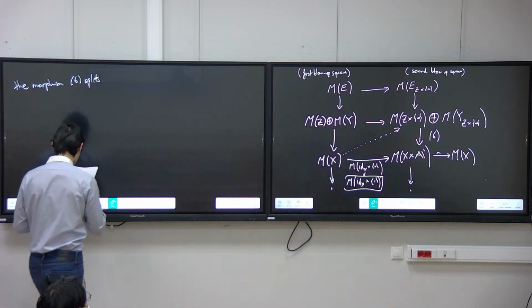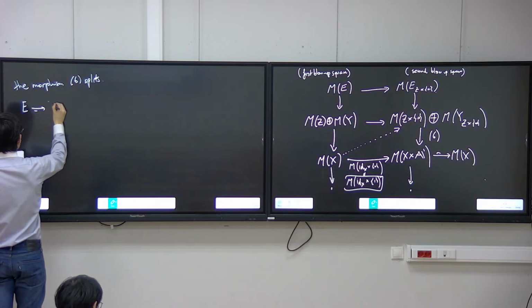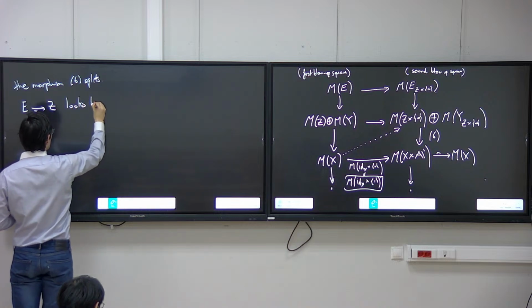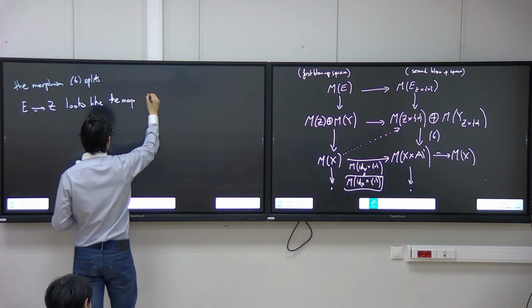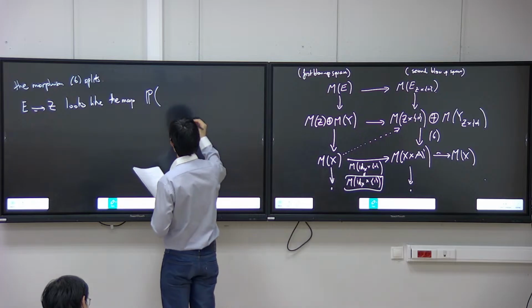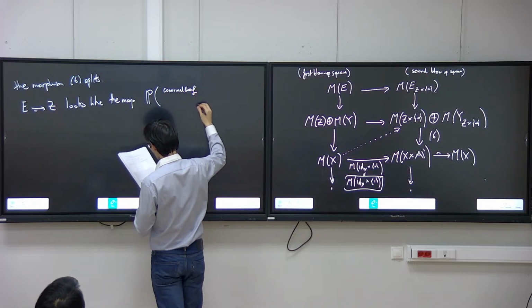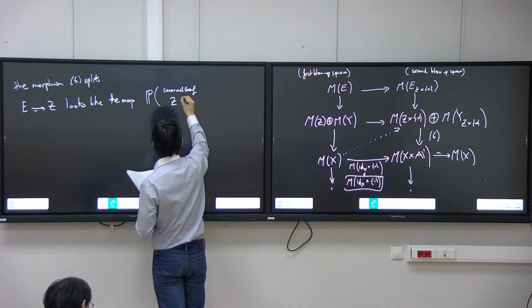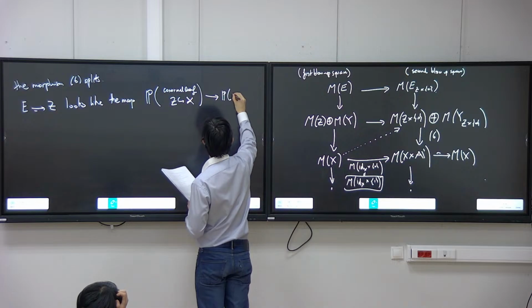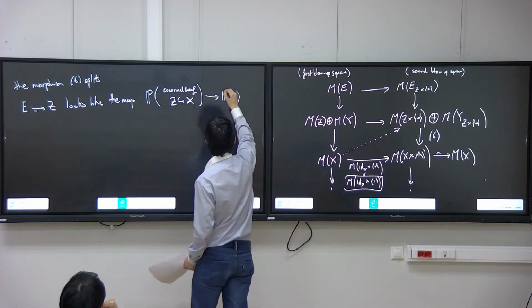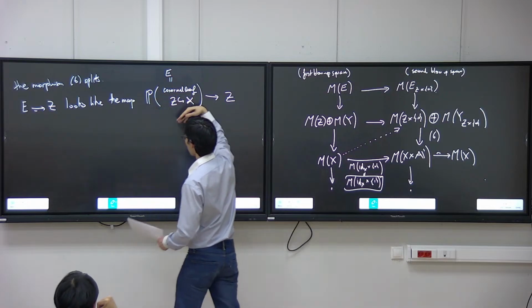So first of all, E to Z looks like the map, the projective bundle associated to the conormal sheaf of Z along X, to P of Z. Oh, sorry, it's just Z. So I'm just saying that this is equal to E by blow-up formalisms.